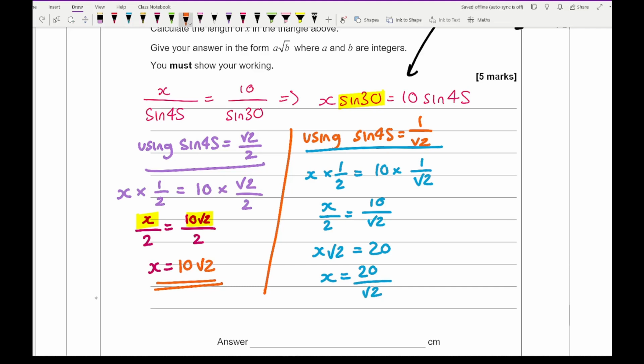If I then multiply and rationalise the denominator, I end up with 20 root 2 over root 4, which is 20 root 2 over 2. I can simplify that to give me the same answer of 10 root 2, so x equals 10 root 2 on both of those, and that concludes the end of this question paper.